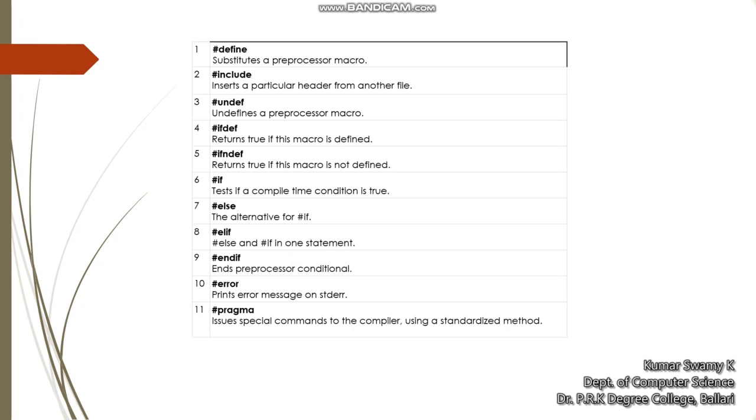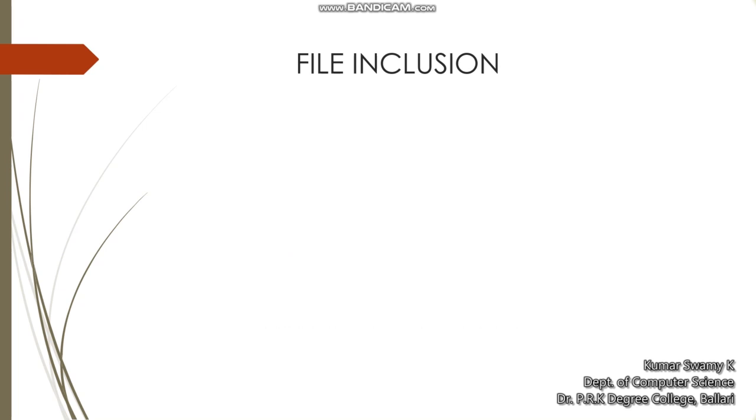Now let us begin with the concept of file inclusion. File inclusion inserts the contents of a specified file into the text stream delivered to the compiler. Usually, standard headers and global definitions are included in the program stream with the #include directive. This is nothing but file inclusion.